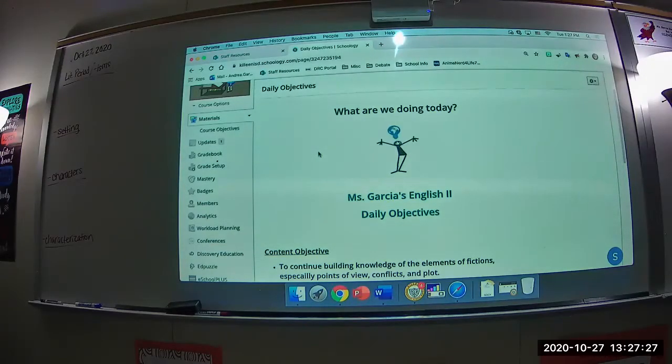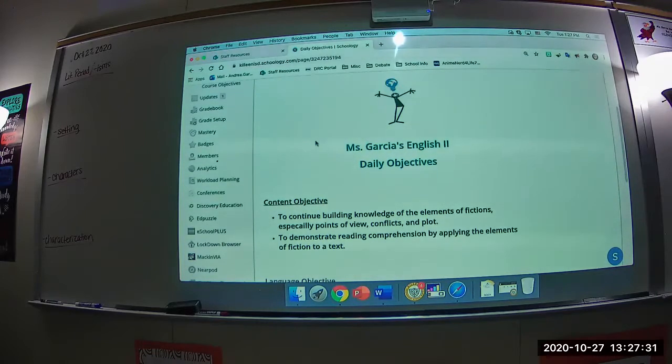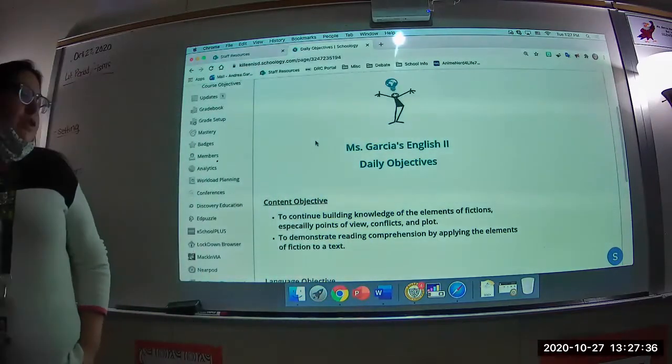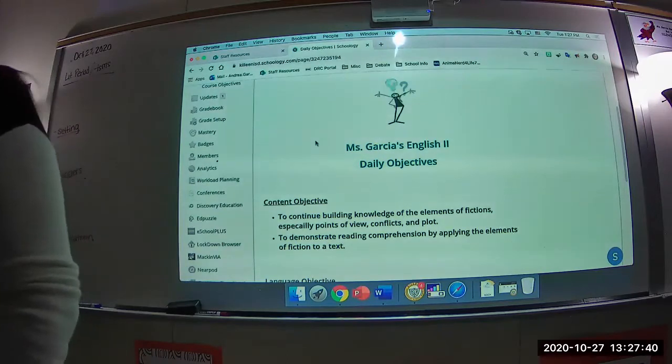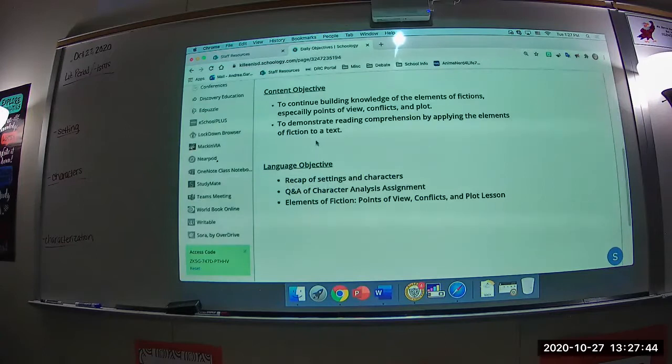Okay, so today what we're going to do is continue building knowledge of the elements of fiction, especially when it comes to points of view, conflicts, and plot. And then you're going to demonstrate your reading comprehension by applying those elements to the text. What is the name of the text we're reading? The Things They Carried, yes.